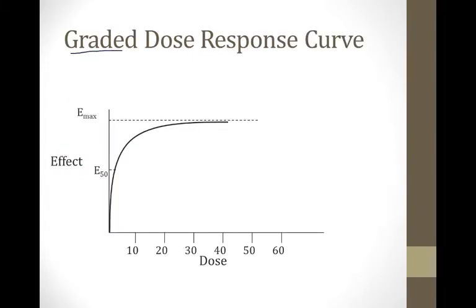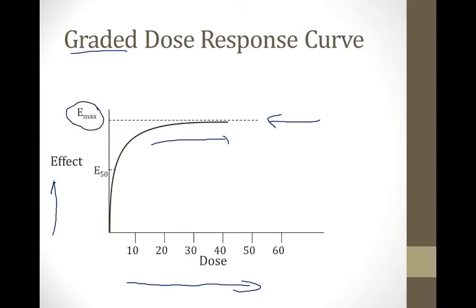Let's talk about the graded dose response curves first. So for most drugs, as you increase the dose, you see a steady increase in the effect. However, at some point, the curve starts to flatten out and you reach an effect that you can't get beyond no matter how high you make the dose. And we call that effect the Emax.